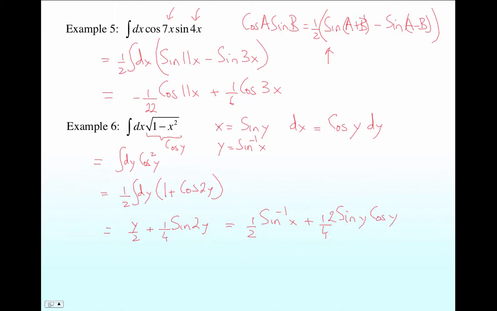Now sine of y is x. Cosine of y will be square root of 1 minus sine squared y, which means square root of 1 minus x squared. And so we have half sine inverse x, and here half x square root of 1 minus x squared. So the sines and the cosines have disappeared from this part over here. They're present here, and they tell you that this kind of substitution was almost necessary in order to get our final answer.